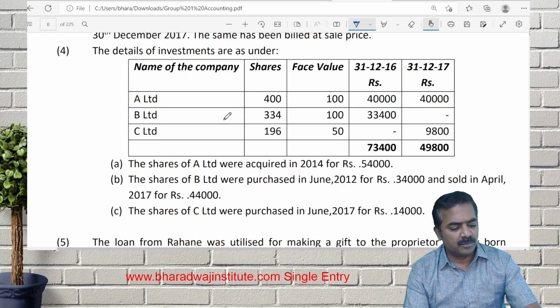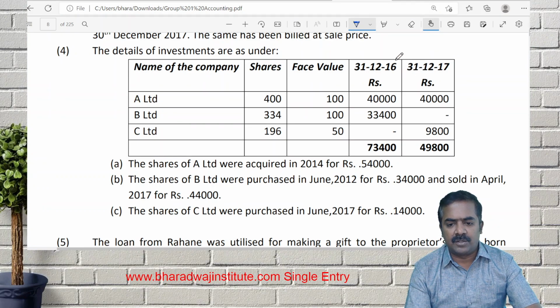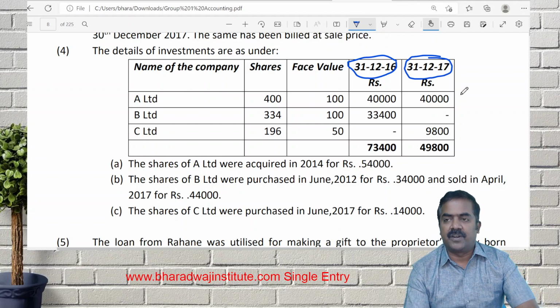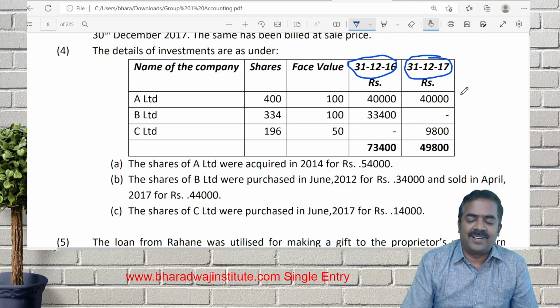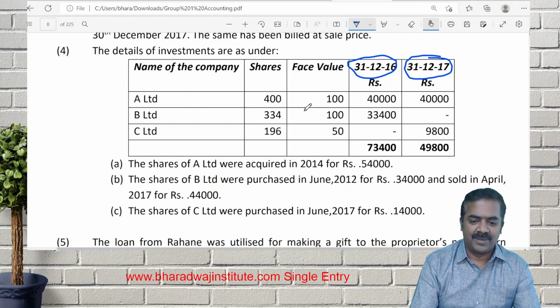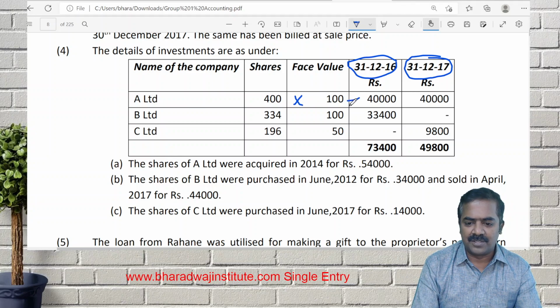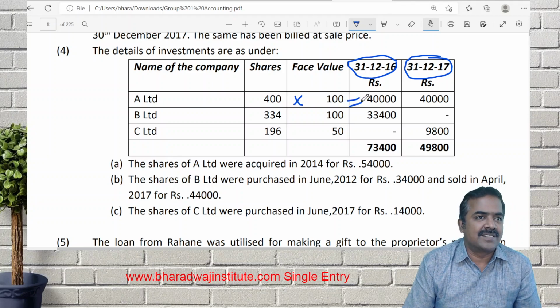And please remember one more thing. In 31/12/2016 and 31/12/2017 it is given. What value is this? This 40,000 is not market value, it is face value. Very simple, 400 × 100 gives what? That is 40,000. That is not market value.